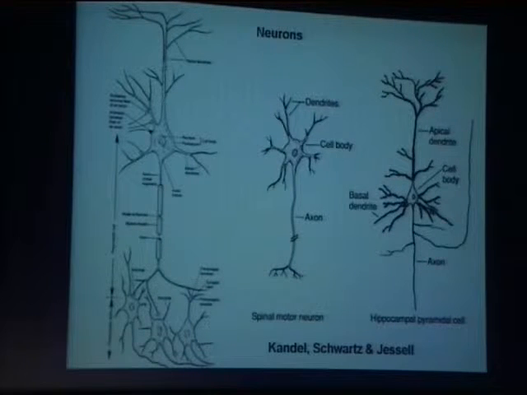And the reason I put this up here, this is from Kandel, Schwartz, and Jessell, a very standard textbook in neuroscience, is just to illustrate the various shapes of neurons. This is a spinal motor neuron. This over here is a hippocampal pyramidal cell. These are the sorts of neurons we're going to be talking about in just a second. But that's the classic thinking.